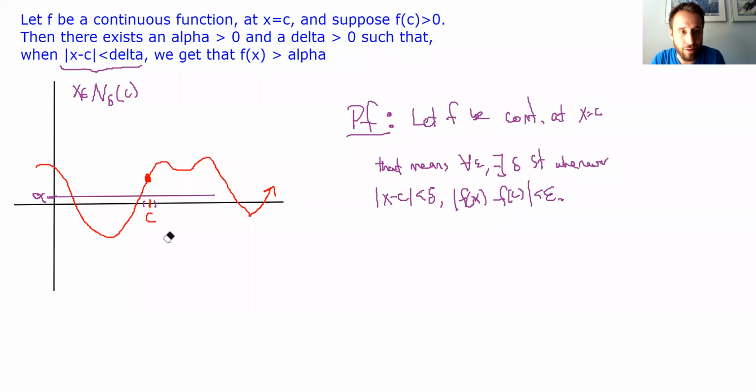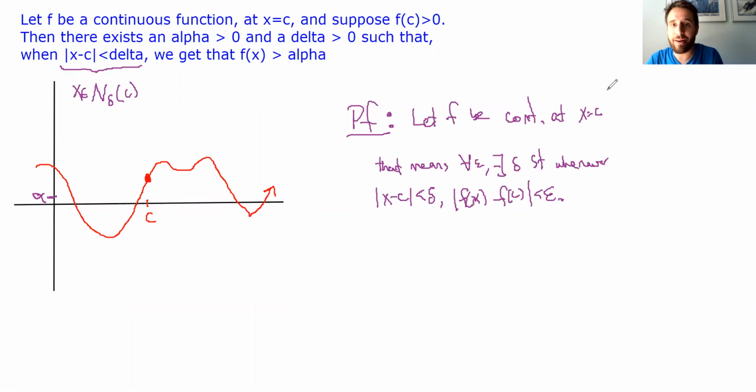I'm going to erase just a little bit of my picture. Let's erase that line for a moment. Oh, okay, so we erased the little delta neighborhood there as well. We've still got our point c, which is right here.